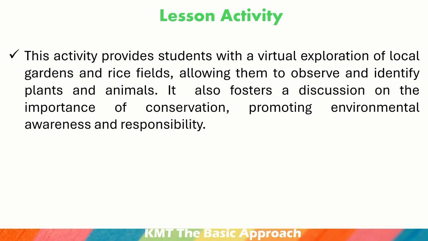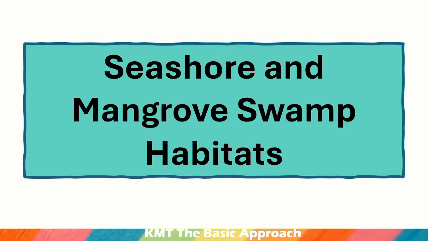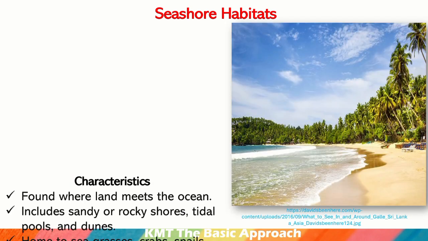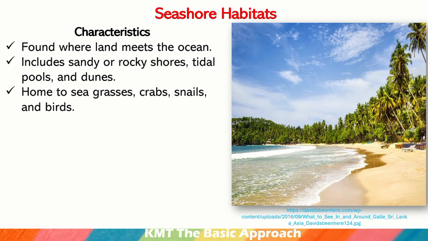Third lesson, seashore and mangrove swamp habitats. Seashore habitats. Characteristics found where land meets the ocean include sandy or rocky shores, tidal pools, and dunes. Home to seagrasses, crabs, snails, and birds.